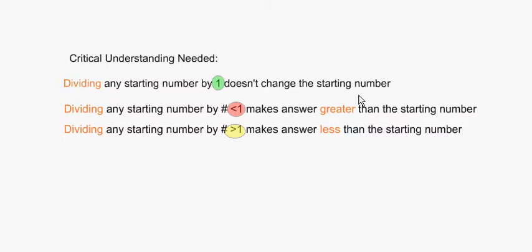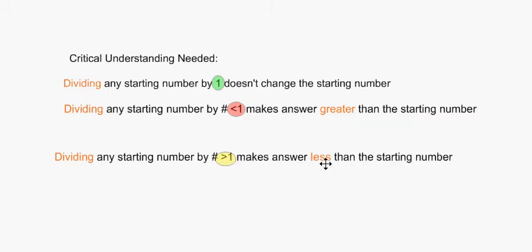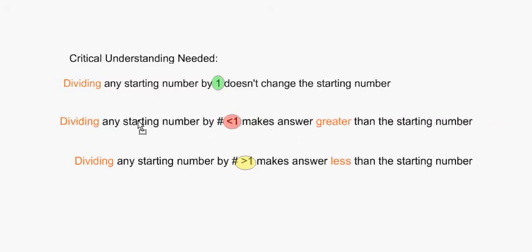That one's pretty straightforward. The next one, dividing any number by a number greater than 1 makes the answer less. That's the one that most people are familiar with. So 10 divided by 5 is 2. So my 2 is less than my starting number of 10. And this is the one that we're working with, and that's the one that causes the most confusion.